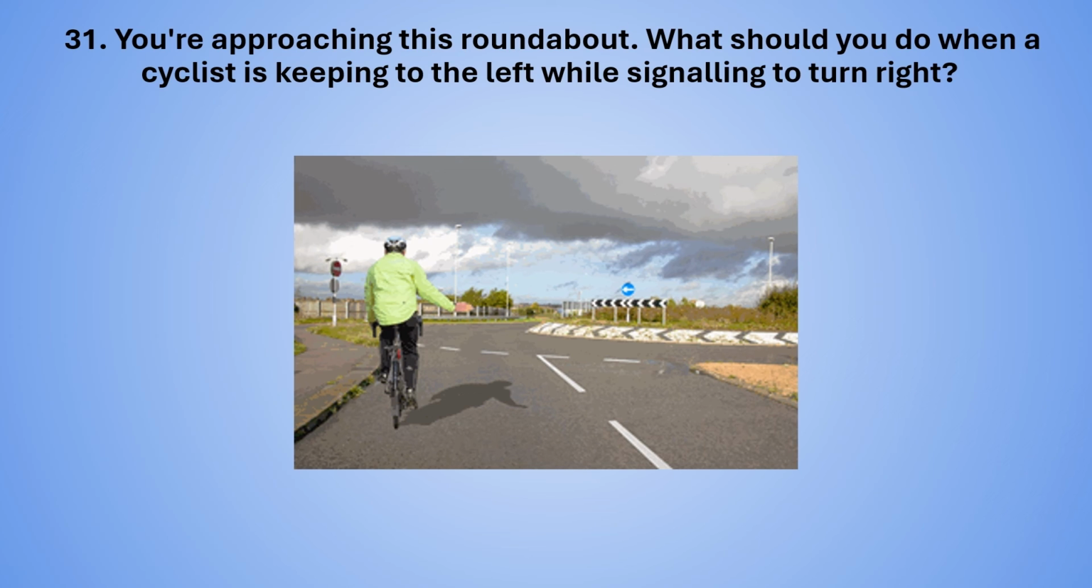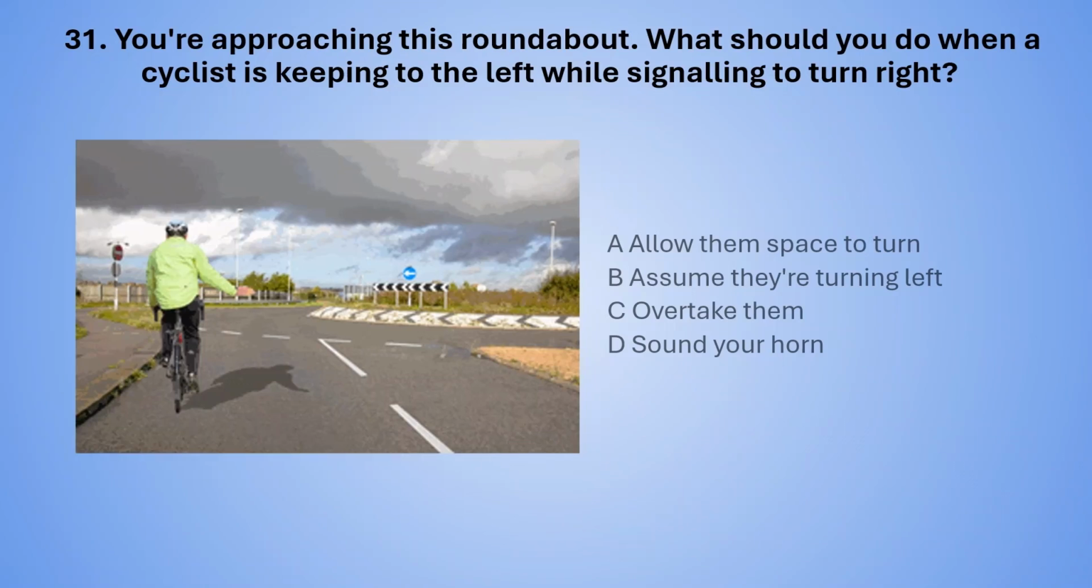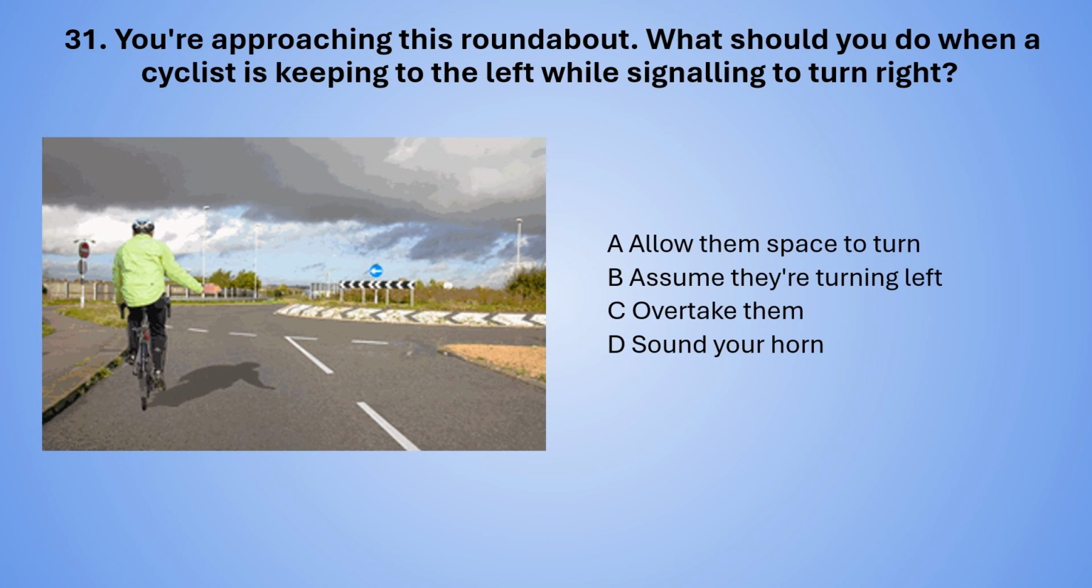Next question, everyone. You are approaching this roundabout. What should you do when a cyclist is keeping to the left, but they are signaling to turn right? A. Allow them space to turn. B. Assume that they are turning left. C. Overtake them. Or D. Sound your horn.